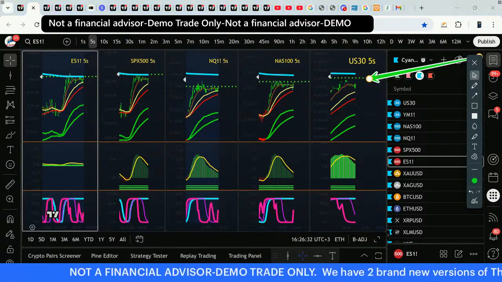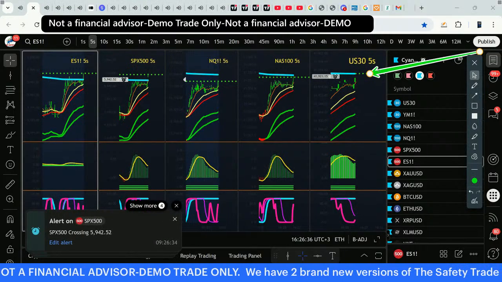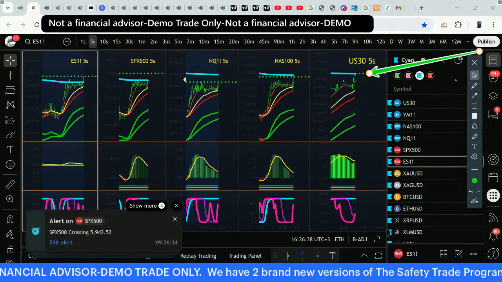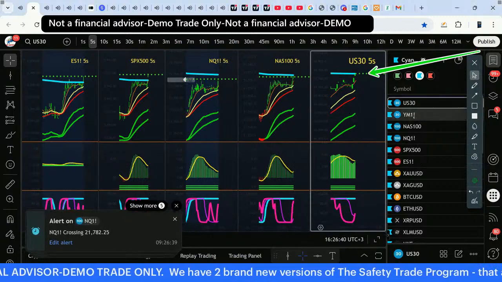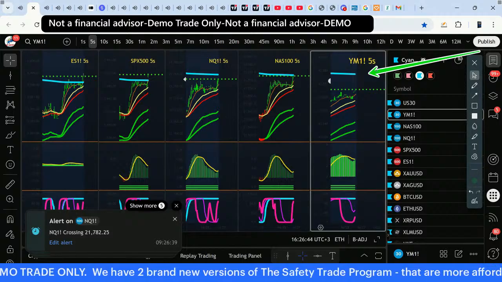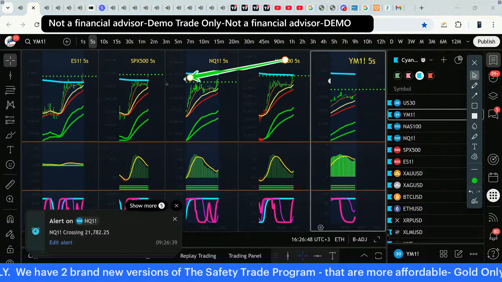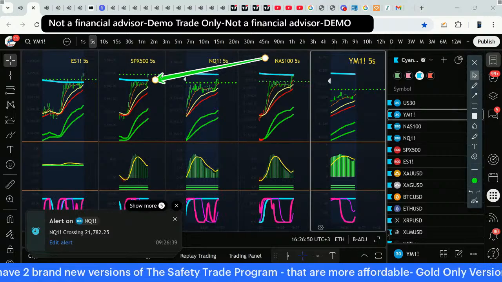There you go. In the money on US. Look at it go. Touchdown. 5 seconds. Look at it go up. Anyway, touchdown, Naz. Thank you, NQ1. Ricochet back to the line.